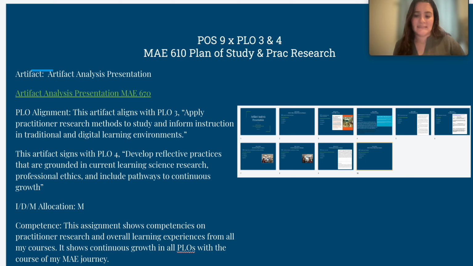So basically, this assignment was an alignment of my coursework and learning experiences that I had completed upon completion of my program. And I used POS artifacts to prove my competencies in all four PLOs.